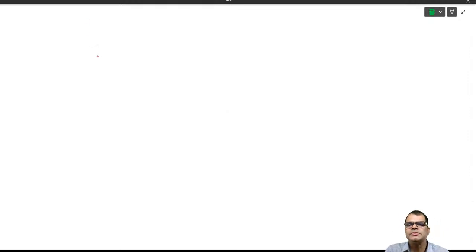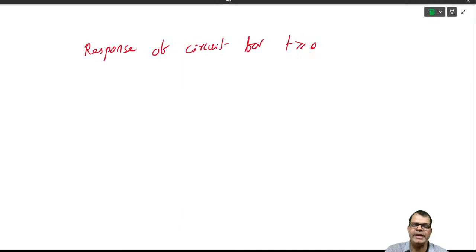So response of the circuit for t greater or equal to 0. We'll again take that example. You have a capacitor, you have a switch, and it is closed at t equal to 0.